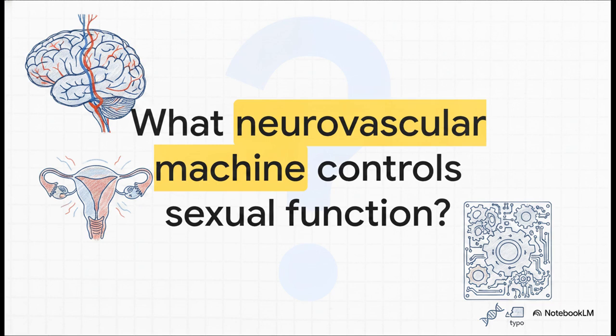So think about it for a second. What precise neurovascular machine actually controls sexual function in real time? And perhaps even more fascinating, what happens when the original factory blueprints for that exact machine have a typo during fetal development? We are going on a reverse engineering journey today. We'll start with the adult machine in action, break down exactly how it can malfunction, and finally travel back in time to decode the embryonic instructions that built the whole thing.